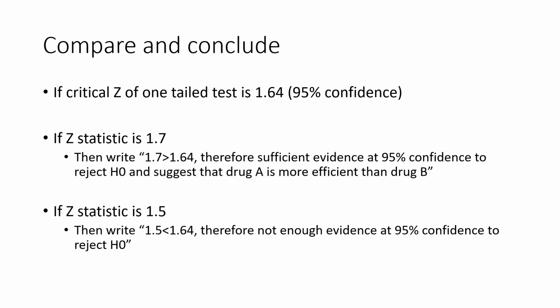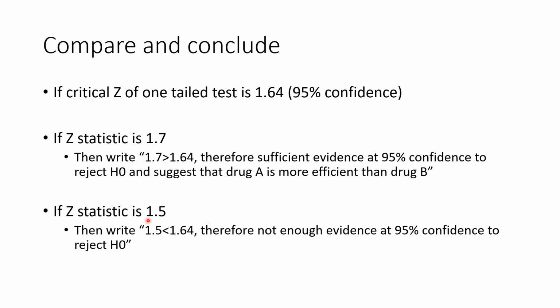And the next thing is to compare and conclude. So if your critical Z, let's say, is 1.64 and it's a one-tailed test, and your Z statistic is 1.7 here, then you would write 1.7 is greater than 1.64, or the critical Z value. Therefore, sufficient evidence at 95% confidence to reject H0 and suggest that drug A is more efficient than drug B. Make sure to write suggest because it could be a fluke, the data you were using. So it's not 100% guaranteed, it's 95% guaranteed, so it's a suggestion.